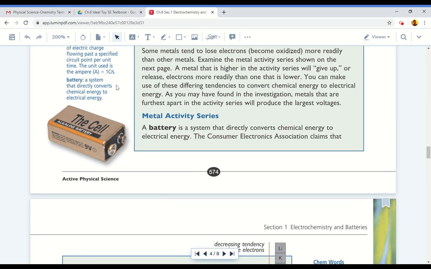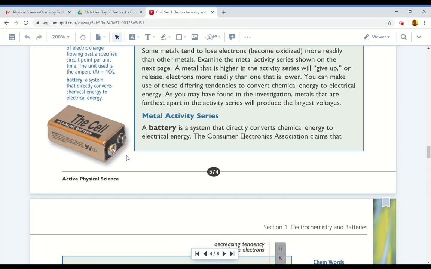Some metals tend to lose electrons or become oxidized more readily than other metals. Examine the metal activity series shown on the next page. A metal that is higher in the activity series will give up or release electrons more readily than one that is lower. You can make use of these differing tendencies to convert chemical energy to electrical energy. As you may have found in the investigation, metals that are furthest apart in the activity series will produce the largest voltages. Metal activity series.